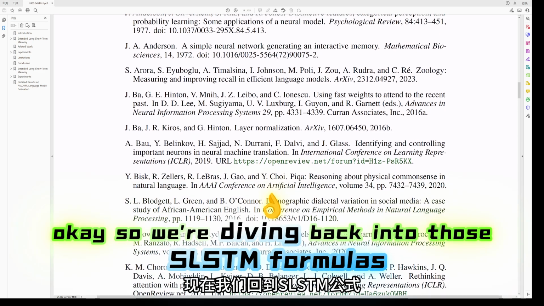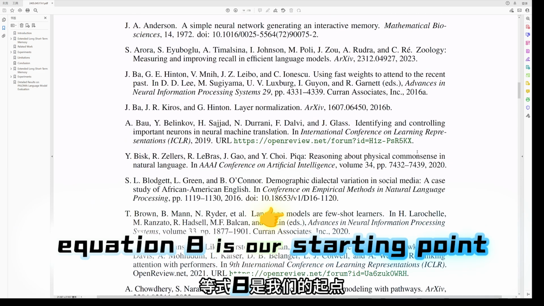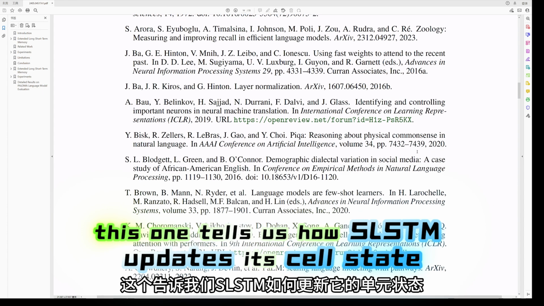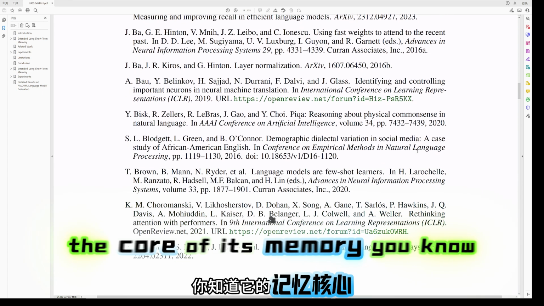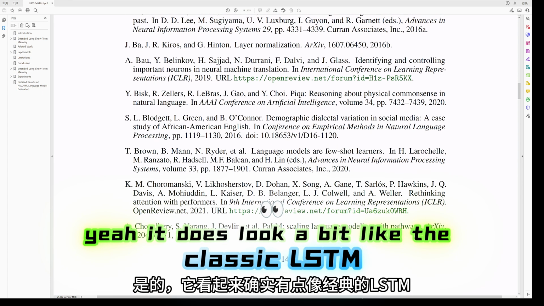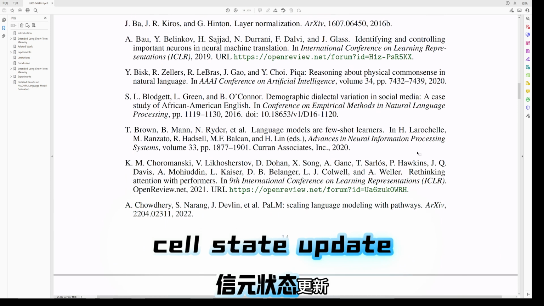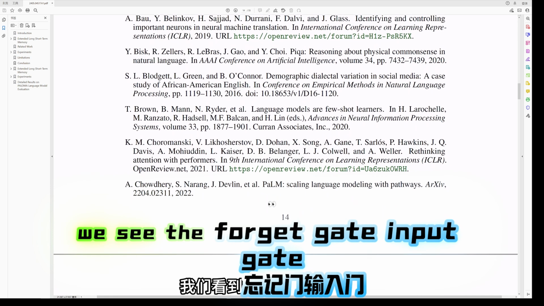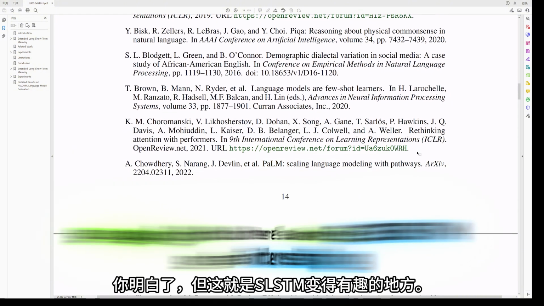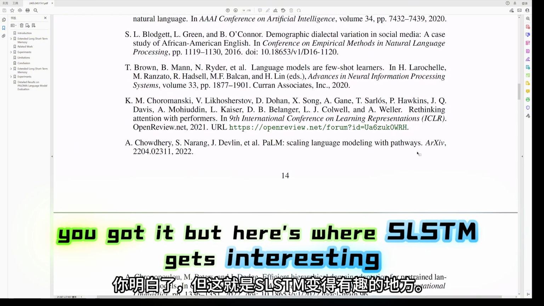Okay, so we're diving back into those sLSTM formulas. Equation 8 is our starting point. This one tells us how sLSTM updates its cell state, the core of its memory. Yeah, it does look a bit like the classic LSTM cell state update. We see the forget gate, input gate, new cell input, all playing their roles. You got it. But here's where sLSTM gets interesting.